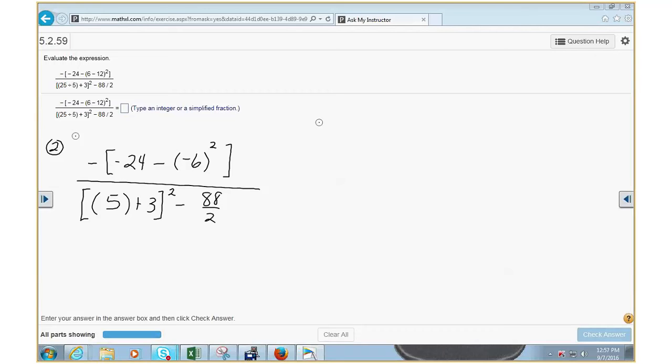Now, what next? Well, please excuse. What does excuse mean? Exponents. We have an exponent in the numerator. So step 3 is going to be negative parentheses, negative 24 minus, and what is negative 6 quantity squared? That's negative 6 times negative 6. What's negative 6 times negative 6? 36.